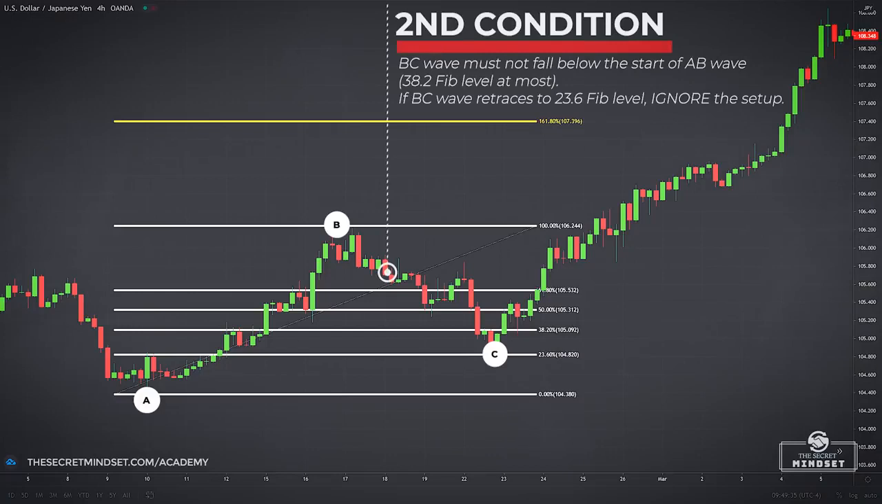However, the second move must not fall below the start of wave 1. This is an extremely important rule. The second wave must retrace to the 38.2 Fib level at most. If it retraces to the 23.6 Fib level, I personally ignore the setup. So the buy or sell zone, depending on the setup, is the area between the 38.2 and the 50% Fib level.